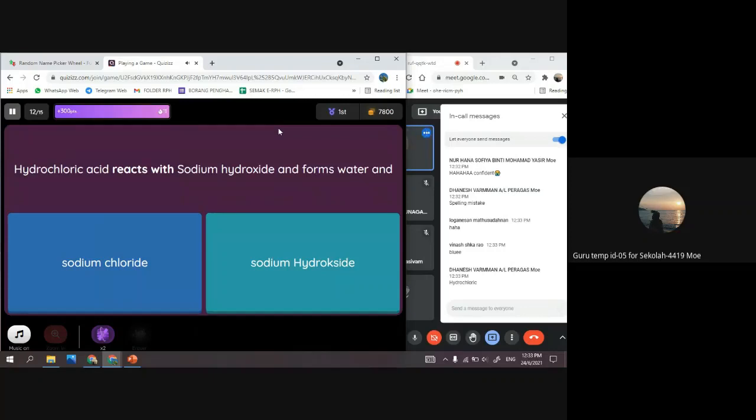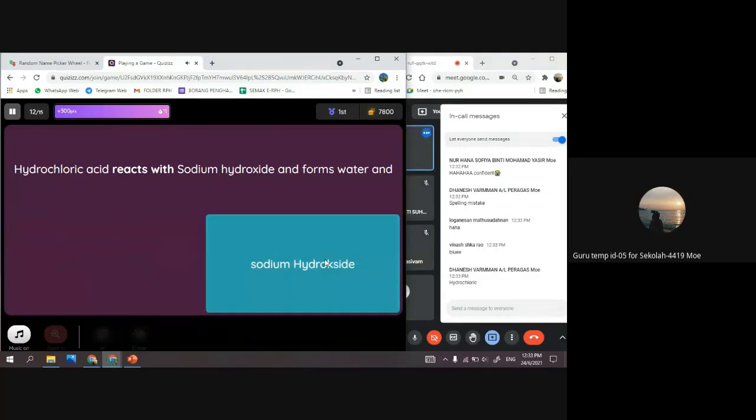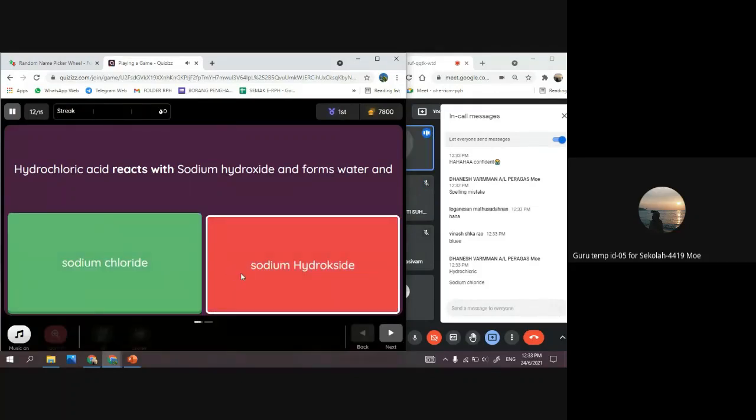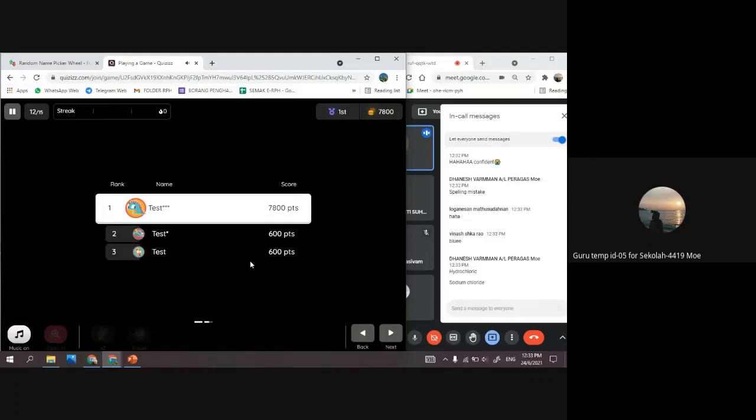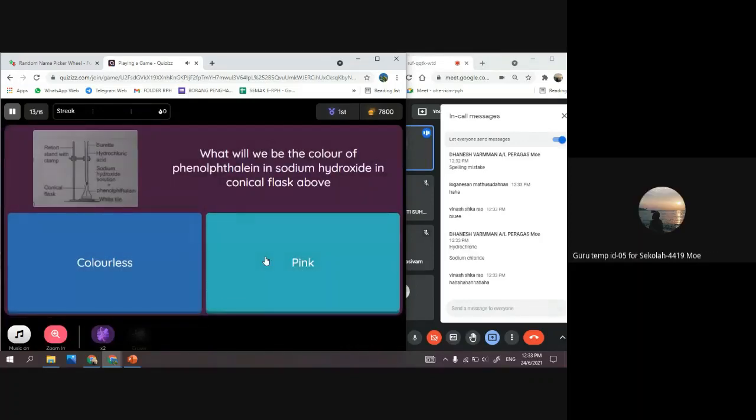So hydrochloric acid reacts with sodium hydroxide and forms water and sodium hydroxide. Hydroxide ni dia silap eja ni. Salah. Sodium chloride. Abang kita tengok. Sodium chloride. Lol. Siapa jawab sodium hydroxide je ni?